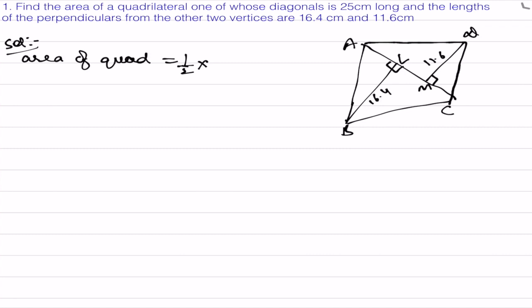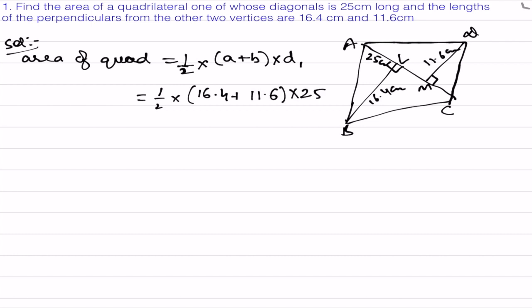So we can say A plus B. See, ABCD is a quadrilateral. One diagonal is 25 centimeter and from these two vertices, the perpendiculars are falling. One is 16.4, this is 11.6. So we'll put the values here, half into D1 which is 25, and the two perpendicular lengths 16.4 plus 11.6. So after solving, we can see the area of the quadrilateral is 350 square centimeter.